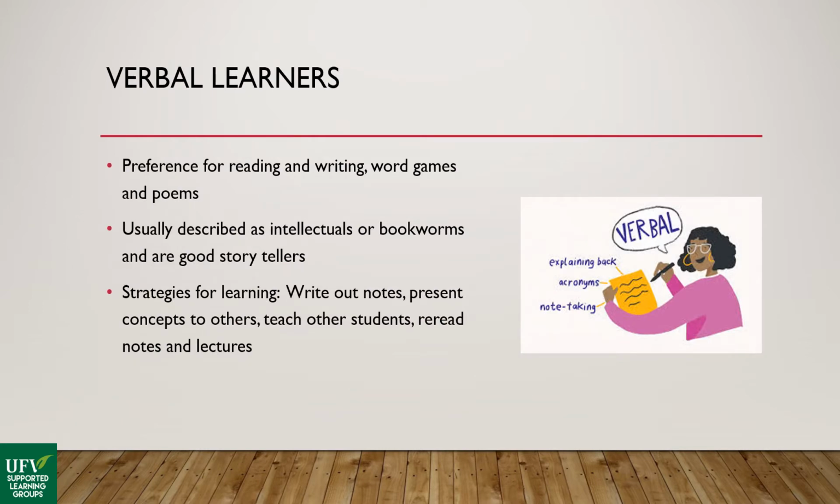Next, we have verbal learners. So these individuals have a preference for reading and writing, word games, and poems. They usually are described as intellectuals or bookworms and are generally good storytellers. Some strategies for verbal learners would be to write out your notes, present concepts to others. Teaching other students can be a really good strategy. So concepts that you're familiar with, try teaching to someone else that might struggle with that concept.